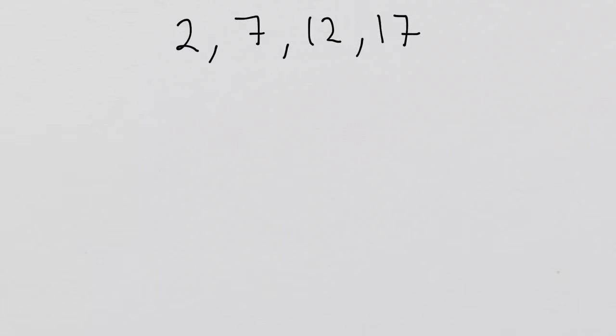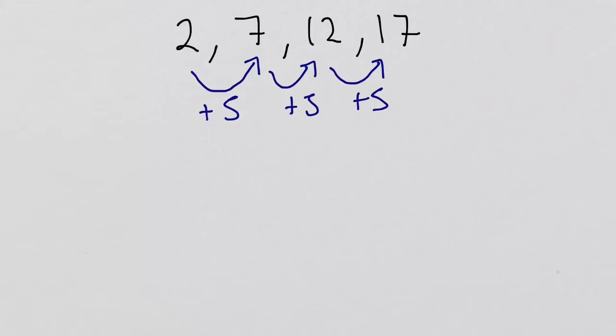Next one. So again, let's spot what the times table looks like. So 2 to 7 is add 5, 7 to 12 is add 5, 12 to 17 is add 5. So it's going up in 5s, so it looks like the 5 times table, so 5n. The 5 times table starts with number 5, but we need our sequence to start with 2, so I need to take away 3.